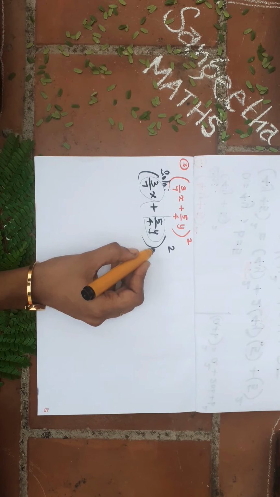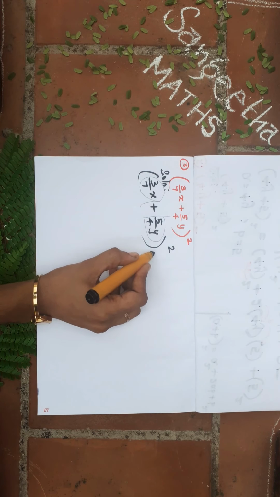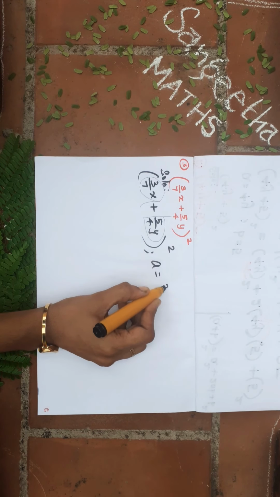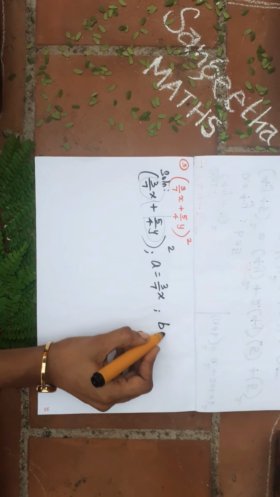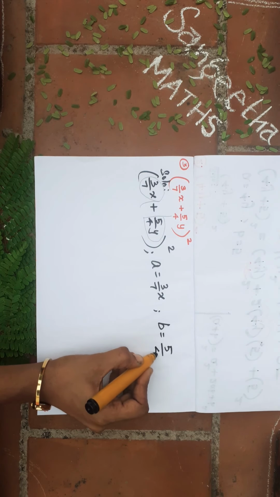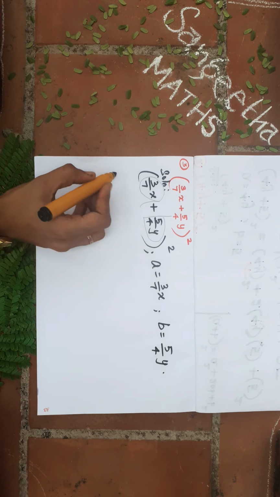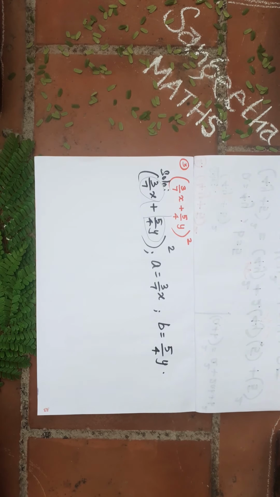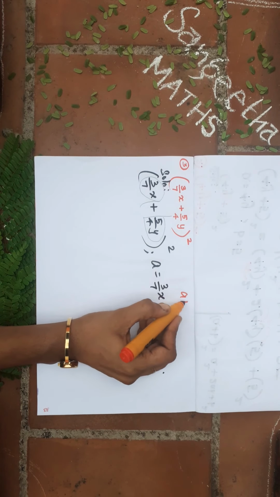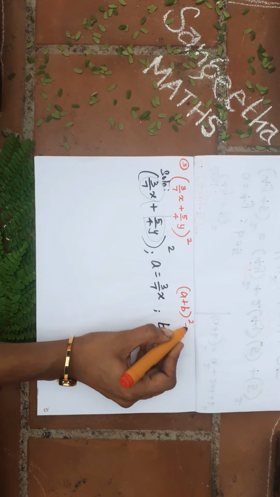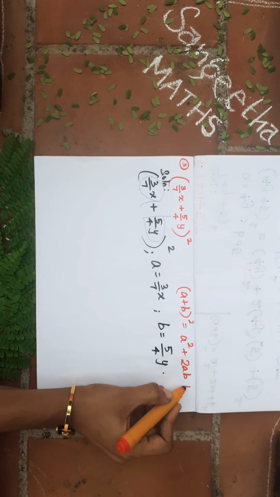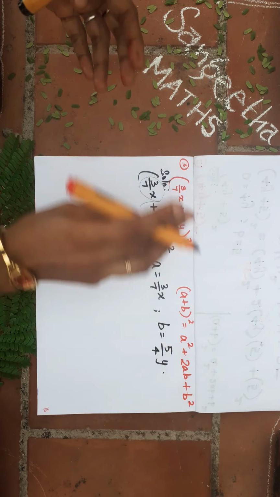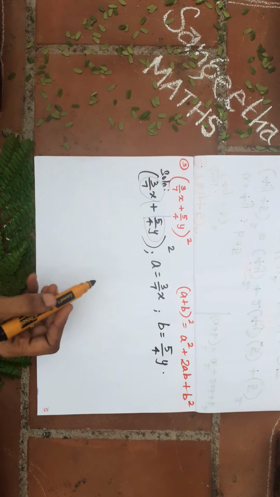So what is A here? 3 by 7x is my A and B is 5 by 4y. So let's substitute. What formula do we substitute? Definitely (A plus B) the whole square equals A square plus 2AB plus B square. So let's start substituting.